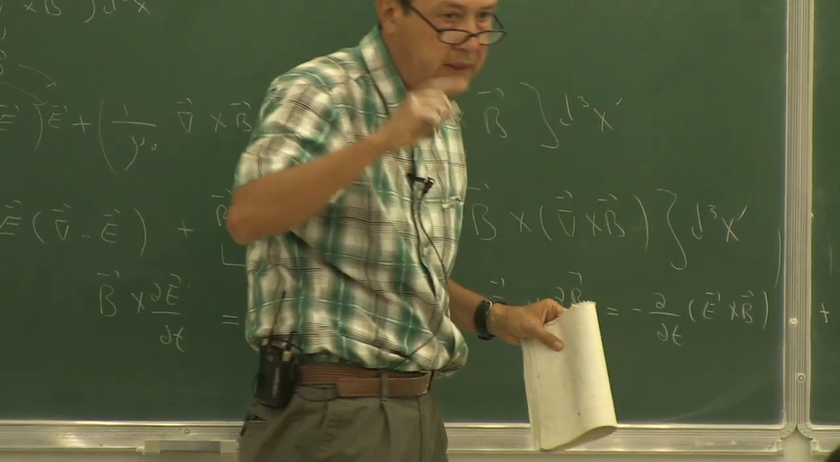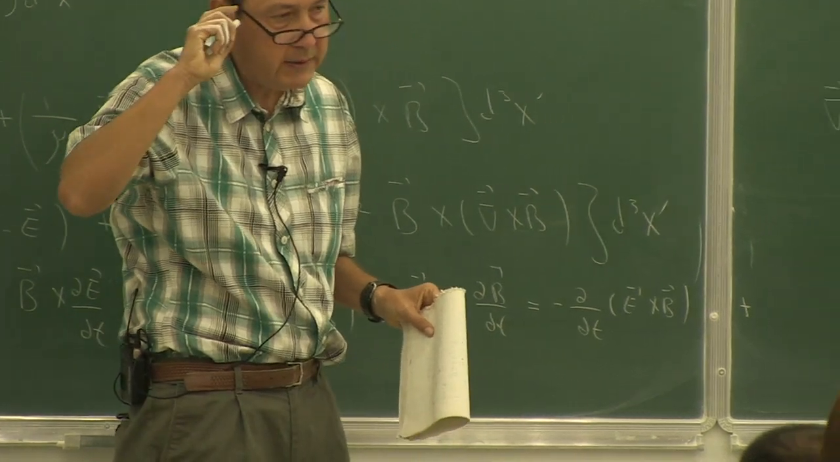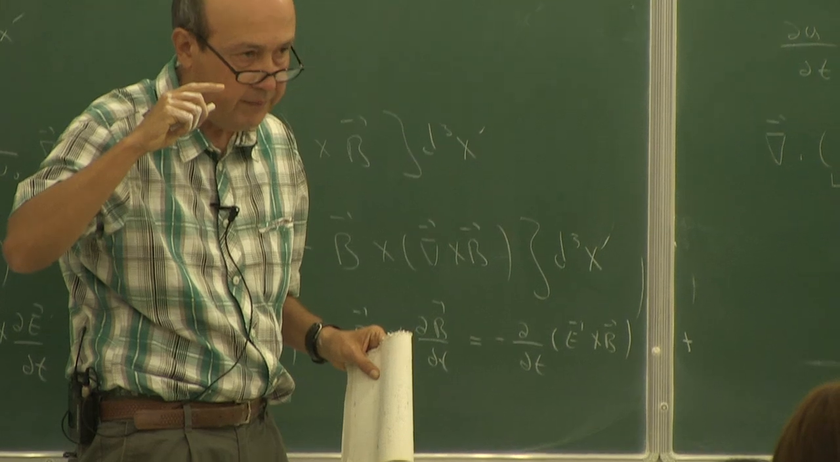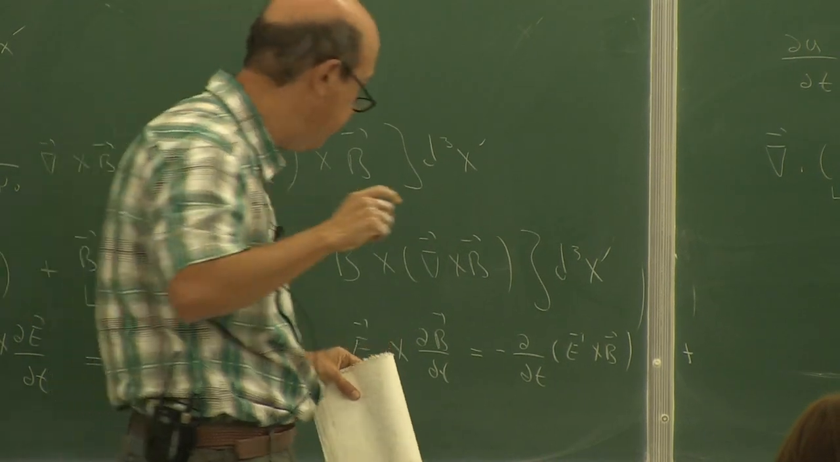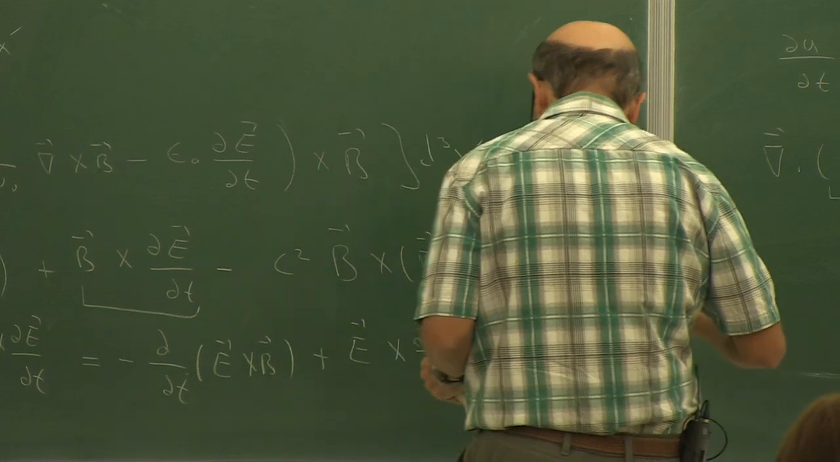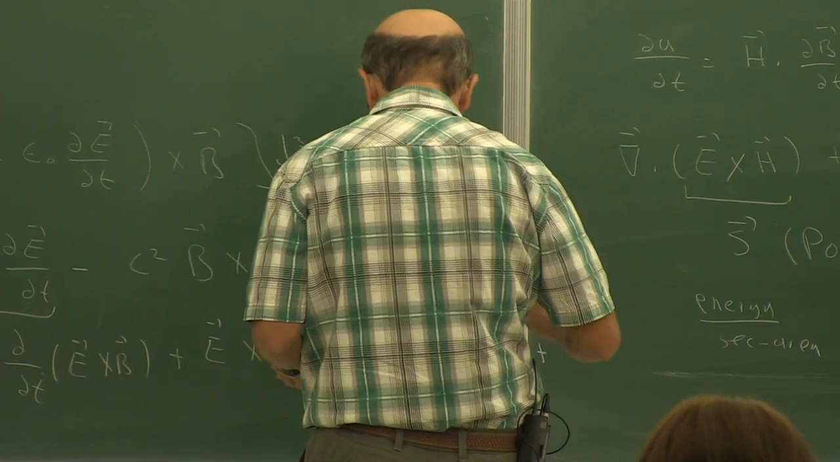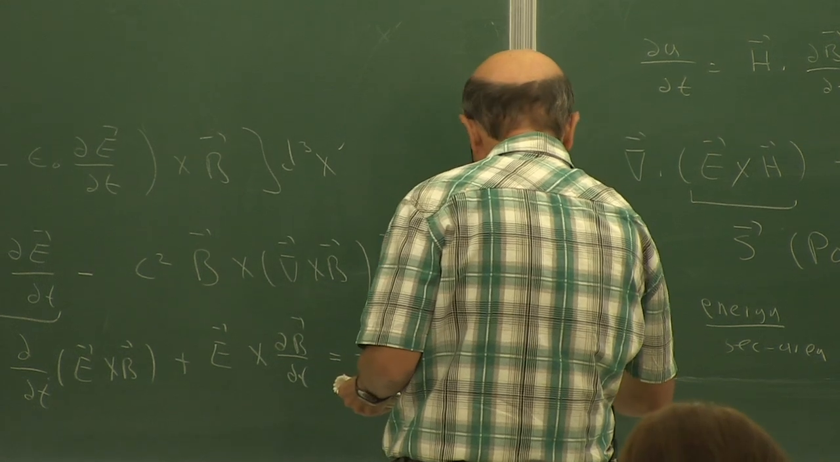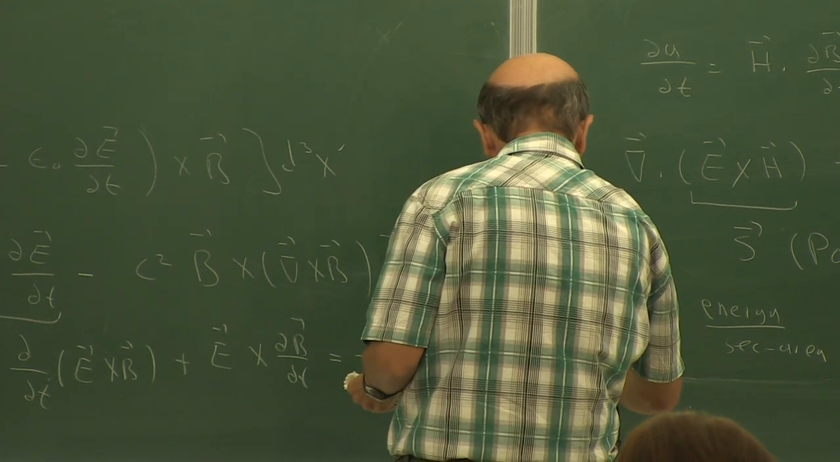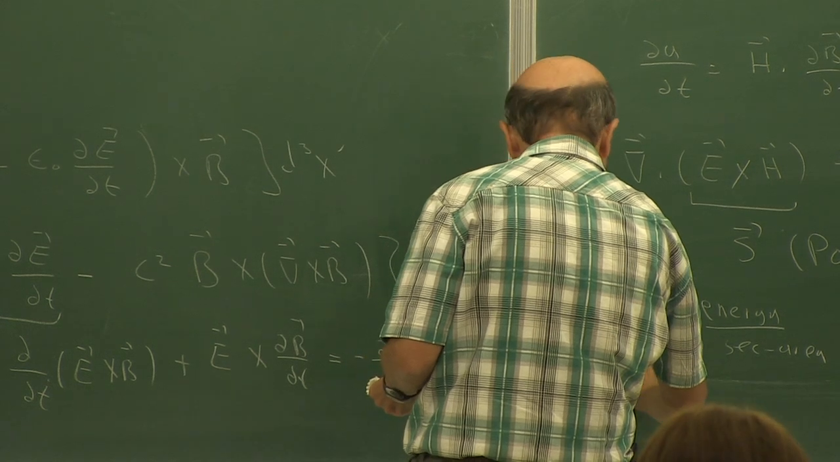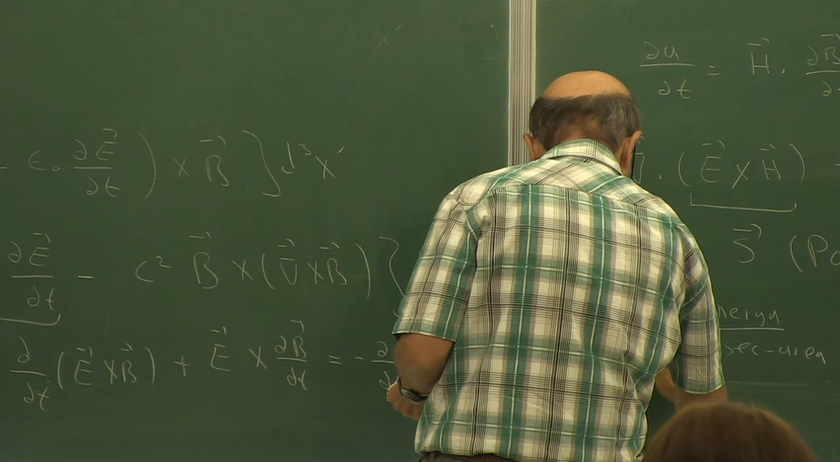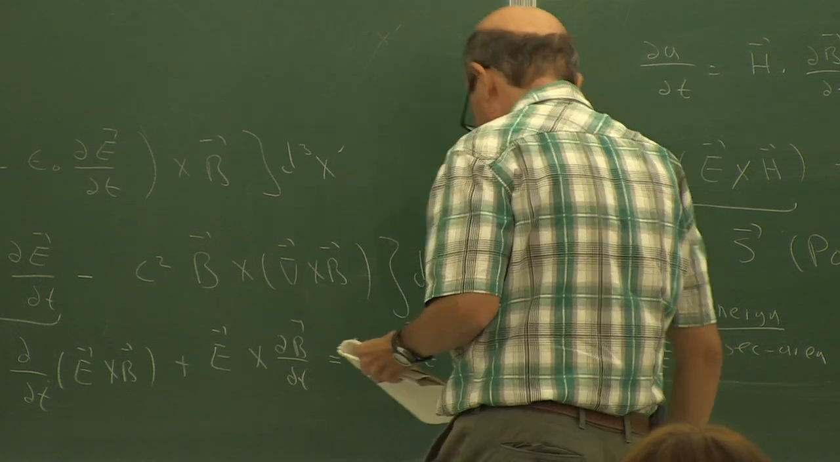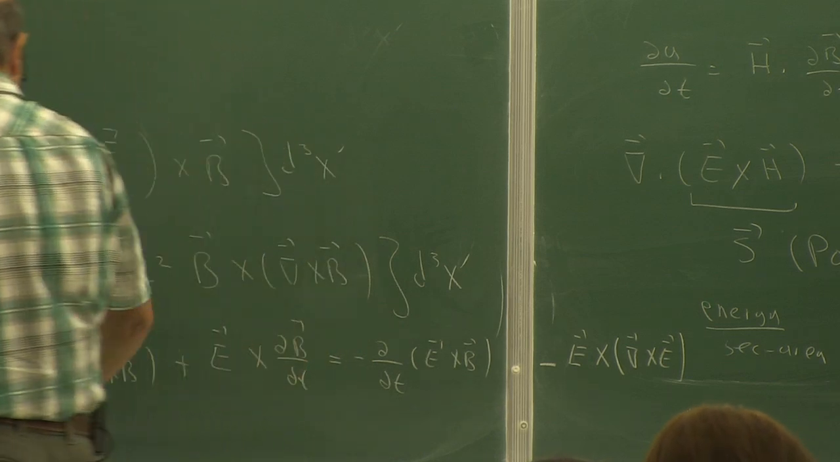What is del B over del t? From Faraday's law, that is equal to minus curl E. So basically that is equal to minus E cross curl of E, for the middle term.